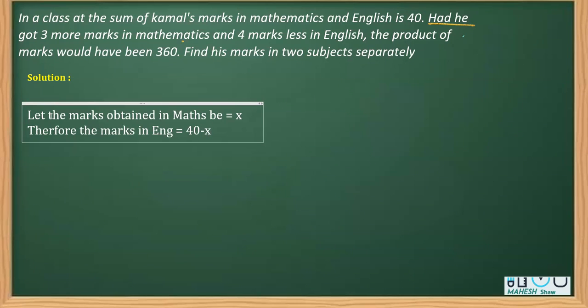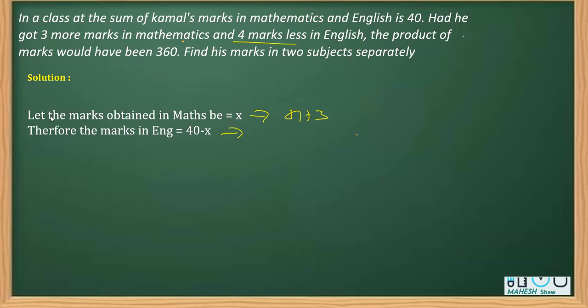Now, as we read the question further, it says that had he got 3 marks more in mathematics, that means if he gets 3 marks more in mathematics, right? The earlier marks was x, then the 3 marks more will be x plus 3. And then it says 4 marks less in English. So that means 40 minus x was his previous marks. And if I subtract 4 from it, it should be 36 minus x. So these are his new marks.